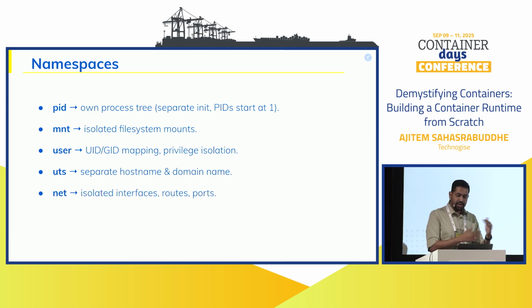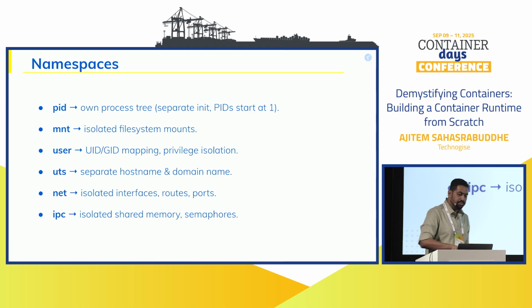You also have the network namespace, which gives you your own network. Whatever you do with Docker, you create your own network, maybe a bridge network or something like that. You have your own IPs and everything. That is possible through the net namespace. And then we have the IPC namespace, which is the isolated shared memory.